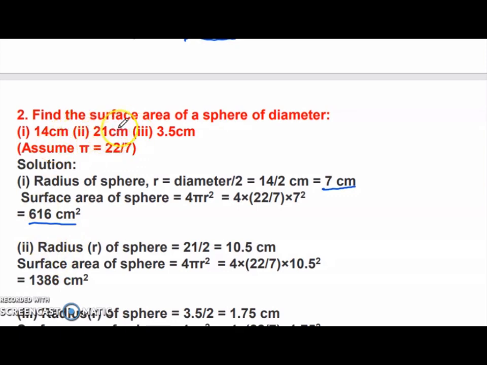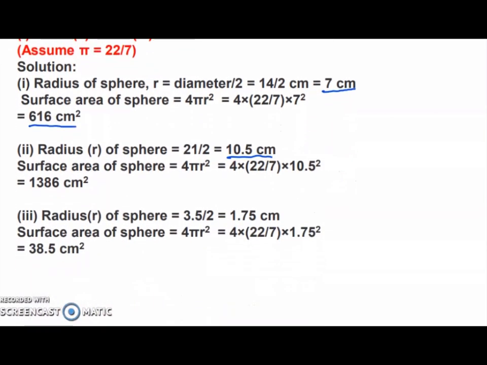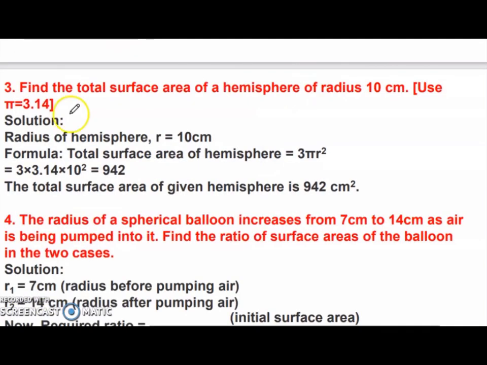Then for the second one, 21 is the diameter, so radius will be 10.5. So this one you have already evaluated in the previous question also. And third one is diameter 3.5, so radius will be 1.75, and then you can evaluate the surface area, that is 38.5 centimeter square. Find the total surface area of a hemisphere of radius 10 centimeter.